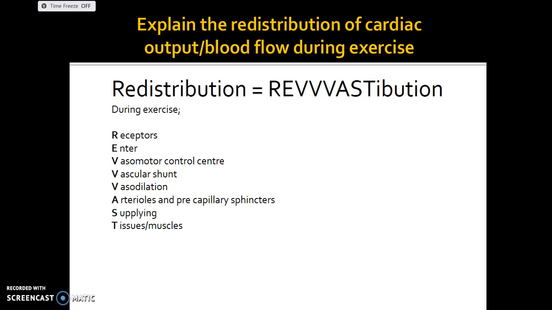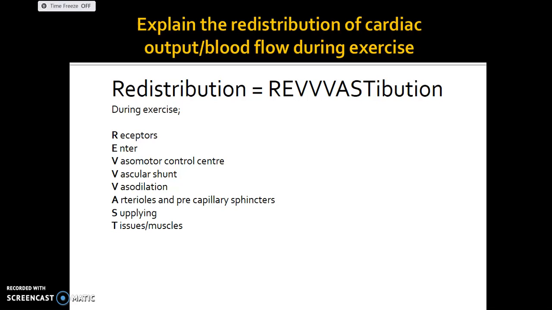vascular shunt process requires. So the first R, as you see down here, is receptors. So you've got chemo, baro, proprio. You need to say what they detect and where they send the information. I've used E as an 'enter' as a filler to make the sentence. So the information that's detected enters the vasomotor control center, located in the medulla oblongata, and its key role is to change the vessel width in order to allow blood to flow through them.